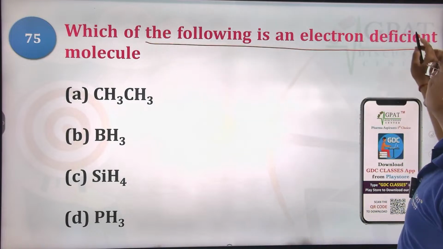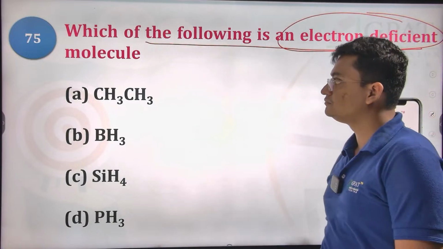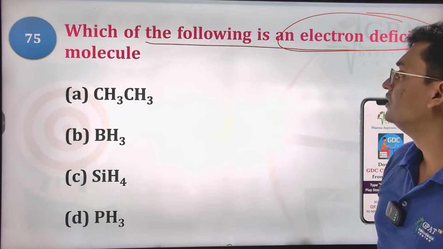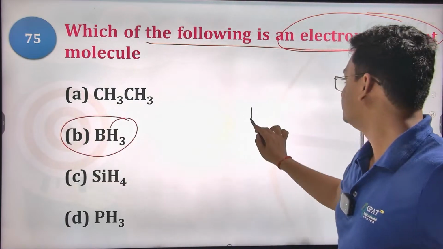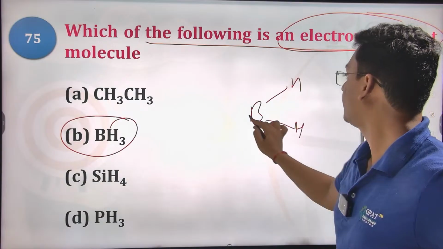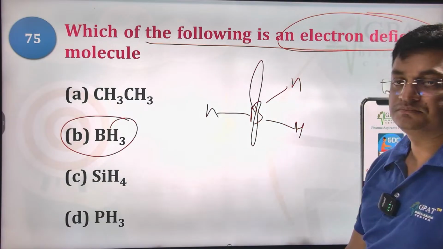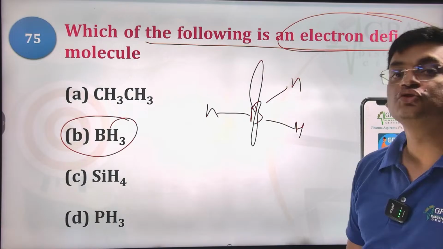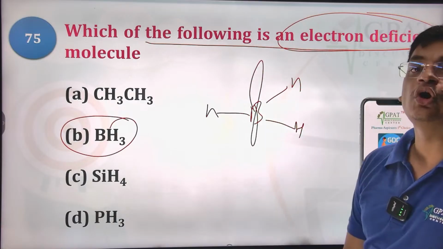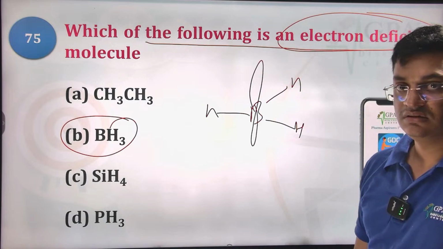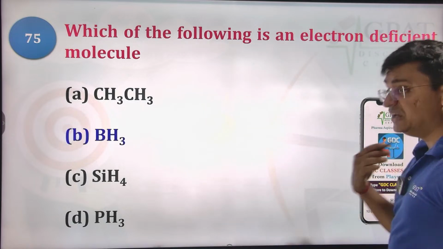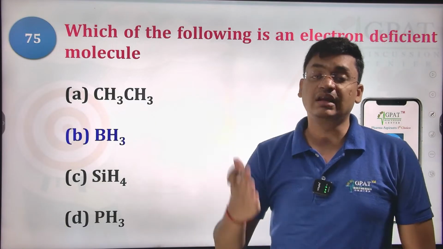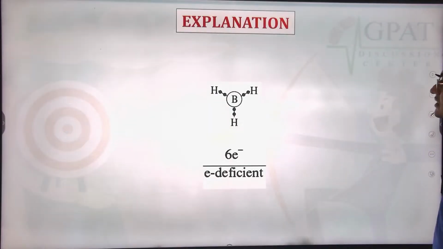Which of the following is an electron deficient molecule? Look at this BH3, boron with only 3 hydrogens. There is a vacant p orbital on the boron. Since it's just having a 6 electron system, there is no electron in its 3p orbital that is left unhybridized. So BH3, BF3, AlCl3, these all have Lewis acid structures. They are basically electron deficient. So yes, B will be the right answer, BH3.